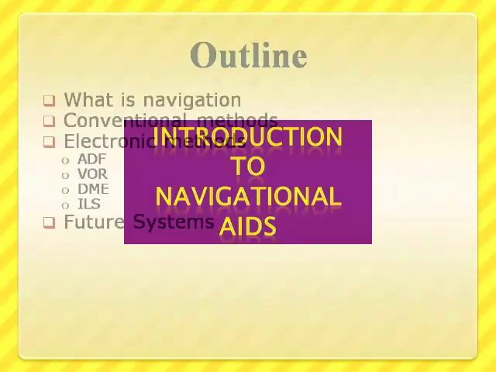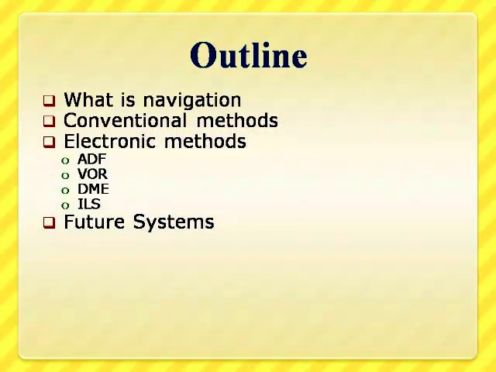Today's class will be covering what is navigation, what are the conventional methods, and what are the electronic methods like ADF, automatic direction finder, VOR, VHF omni range, DME, distance measuring equipment, ILS, instrument landing systems, and so many more. But we'll restrict ourselves to these four varieties, and then finally we are going to see what will be the future systems for the same purpose.